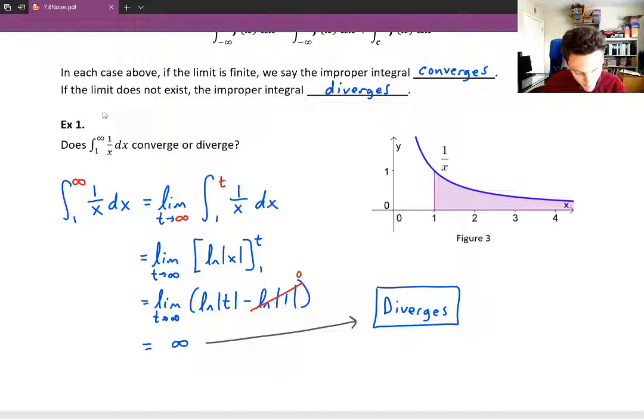So again, if the limit does not exist, and you know what I'll put up here is, if the limit does not exist, which includes plus or minus infinity, then we would say that the improper integral diverges. In a sense, what we're saying is that there's an infinite amount of area underneath the 1 over x curve from 1 to infinity.